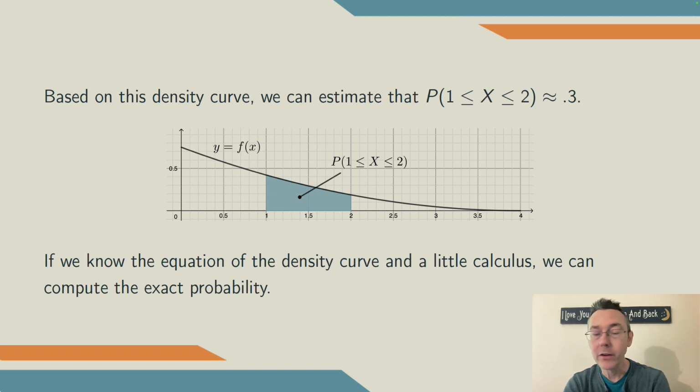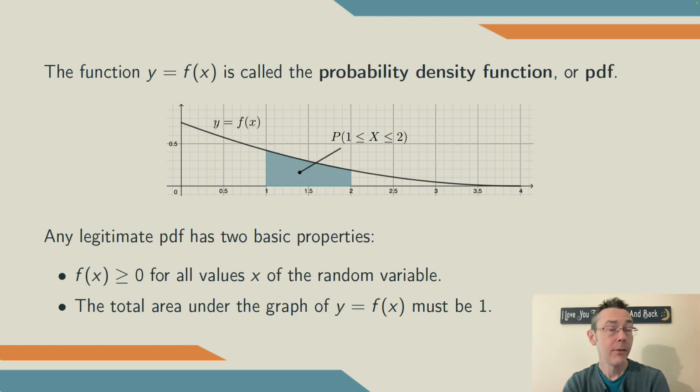Now, if you know the equation of the density curve and a little calculus, you can do an integral and find the actual area. But in college statistics, we're not working at that level of complexity. The function defining that graph is called the probability density function, or PDF, as I mentioned a moment ago. And it has to have two basic properties.